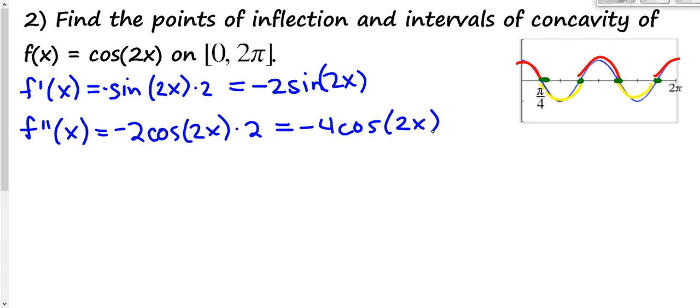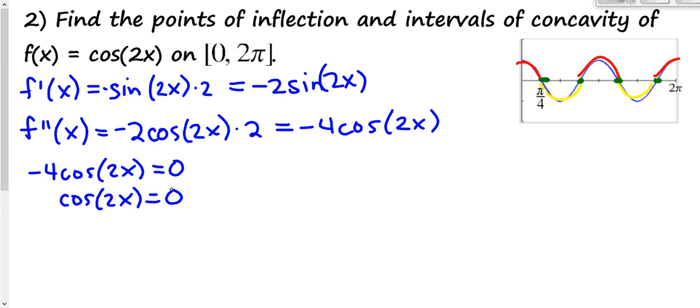For the potential inflection points, we need to know where that equals 0 or does not exist. There's nowhere where it does not exist, so let's just set it equal to 0. Let's divide both sides by negative 4. Now, we have to think about our trig here. For what values of 2x would the cosine be 0?